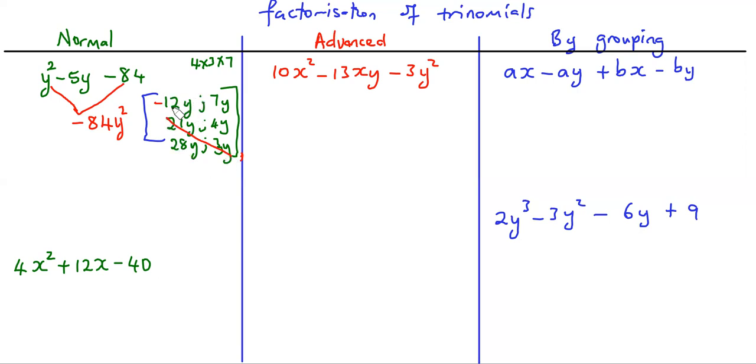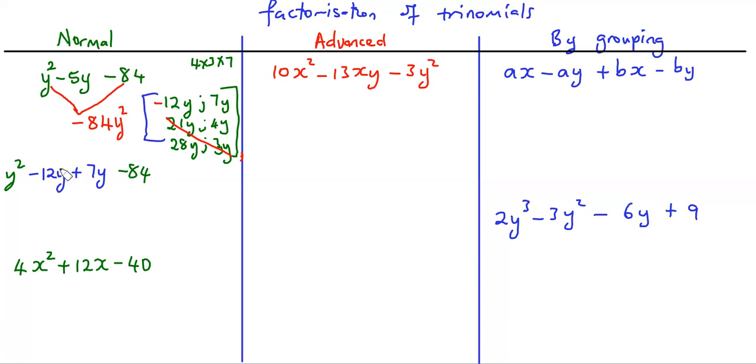Now, after getting these two factors, you need to replace the middle term with the two factors that we have. So here you're going to have y squared, and let's replace here minus 12y plus 7y minus 84. That's what we have done here. So we've replaced the negative 5y.